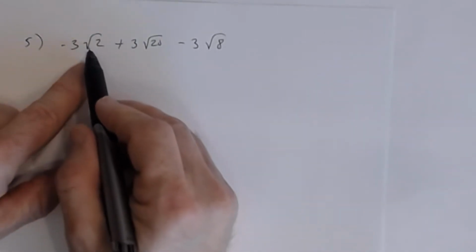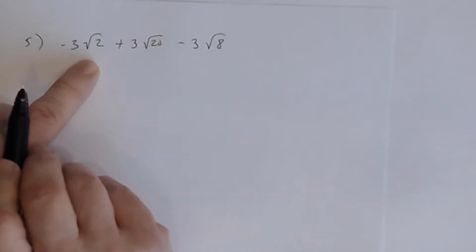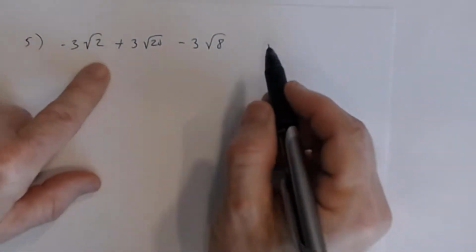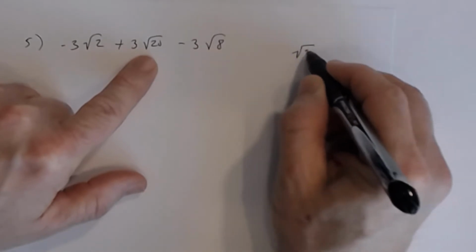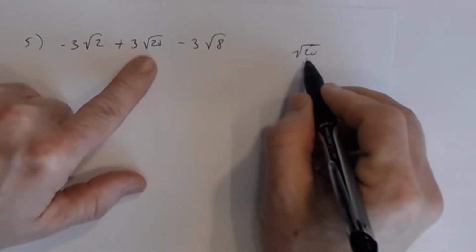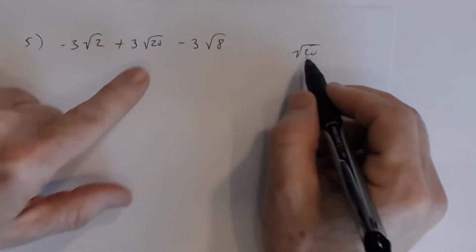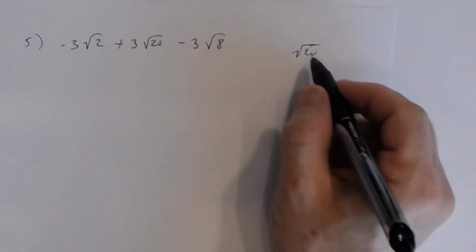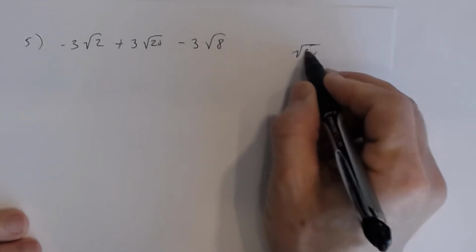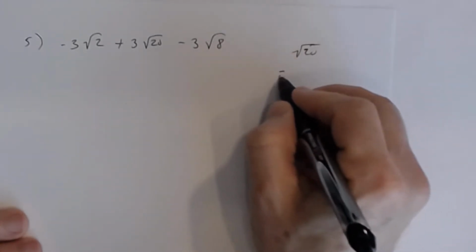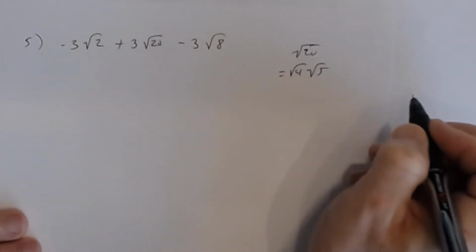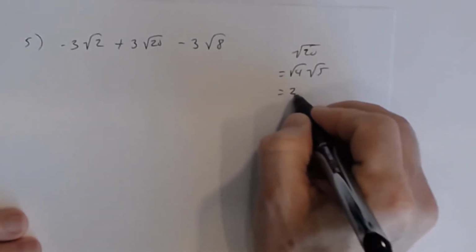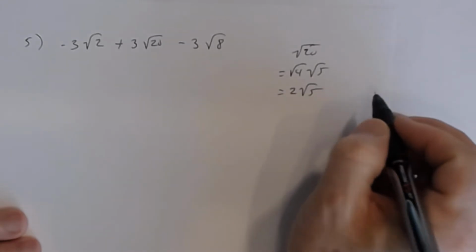So ask yourself, can I simplify the square root of 2? The answer is no, because the only perfect square that goes into 2 is 1. What about the square root of 20? Well, let's think about the square root of 20. The perfect square that goes into 20, and always use the largest. We talked about that last week and probably the week before. The largest perfect square that goes into 20 is 4. So that's the square root of 4 times the square root of 5. And the square root of 4 is 2. So this becomes 2 square root of 5. So that's going to go here.